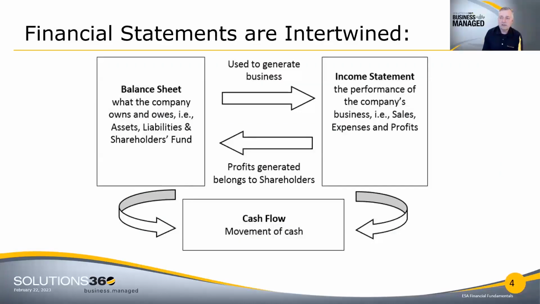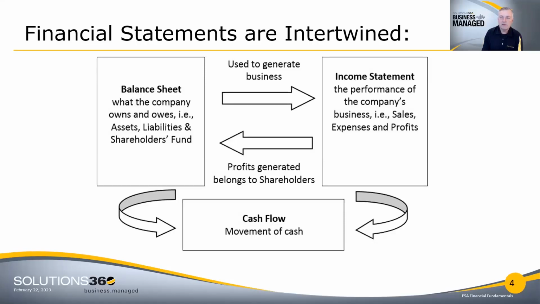All three of these statements are intertwined. So none of them operate on their own. They are tied together. So on the balance sheet, what the company owns and owes is used to generate the business. Your inventory, your vehicles, the borrowing that you're doing from the bank, that we use to generate business. And the business is then managed, or the performance of the business is shown on the income statement. And this is the one that most of us use most of the time.